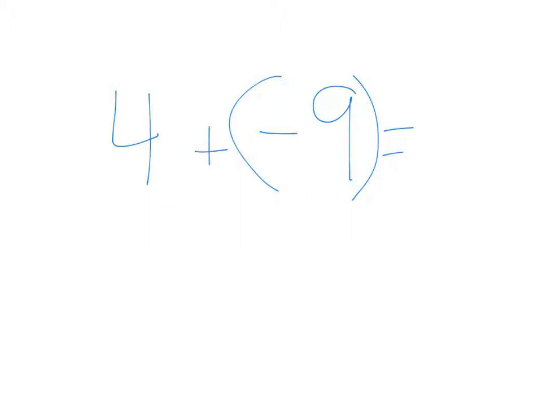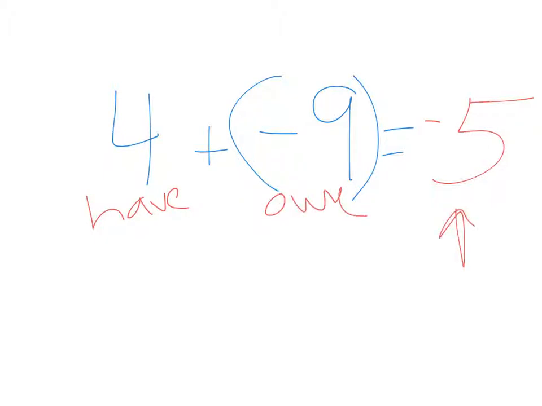My rule again is to subtract their values. 9 minus 4 gives me 5. But because my bigger value in this case was negative, so is my 5. So we're seeing the same scenario here just like we did in the previous problem. I have $4, but I owe $9 for something, so therefore I still owe another 5. So that's opposite signs. Remember to subtract their values, but keep the sign of the larger value.